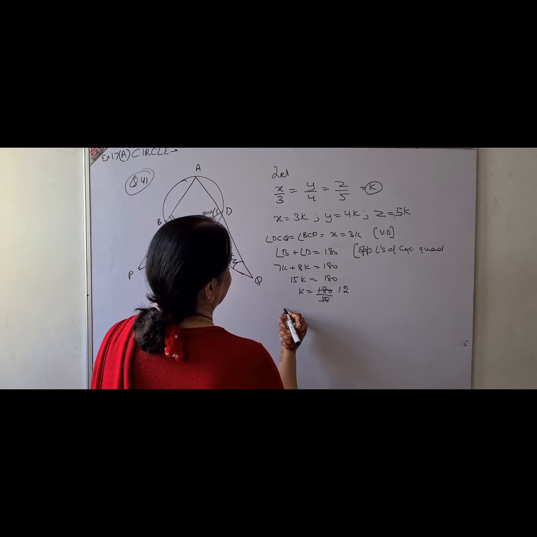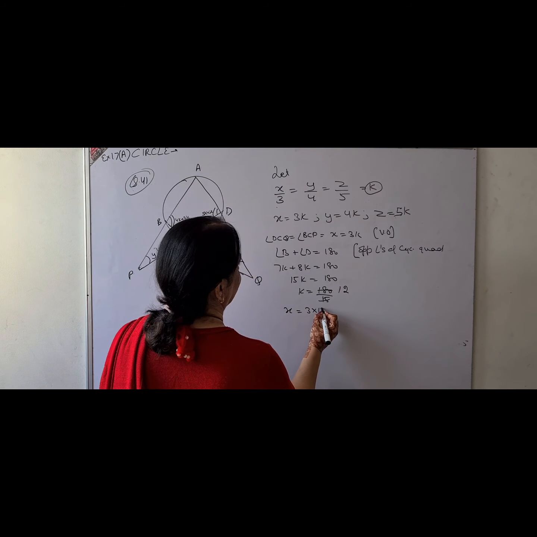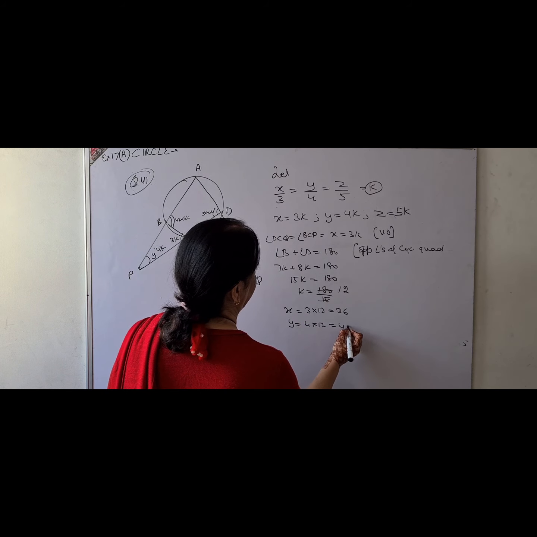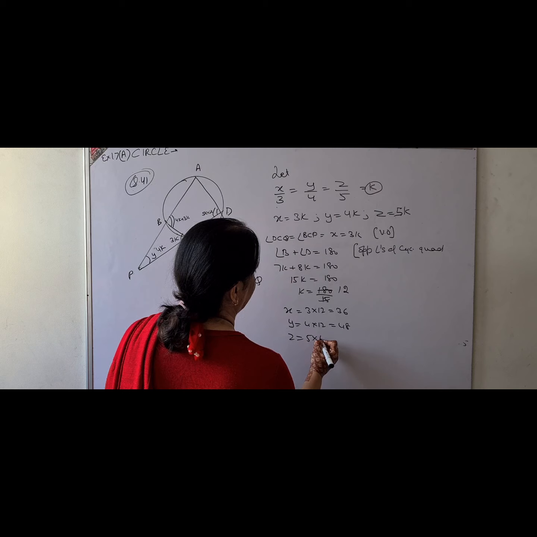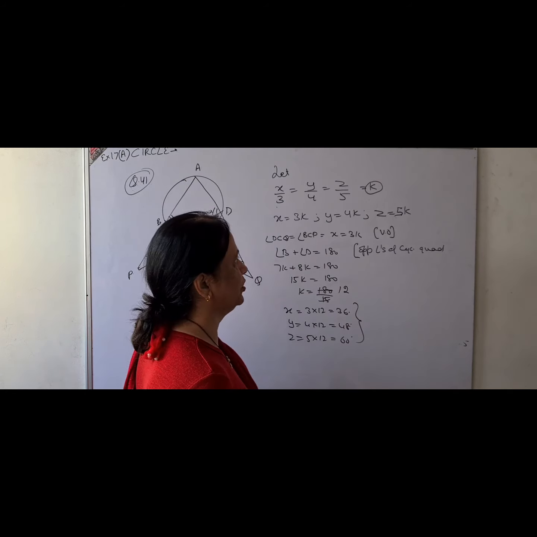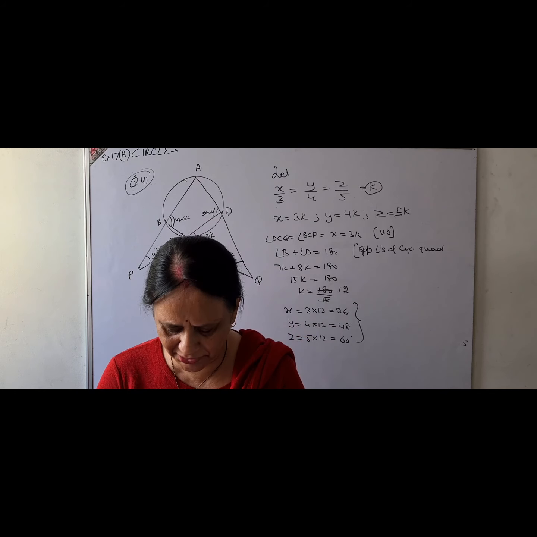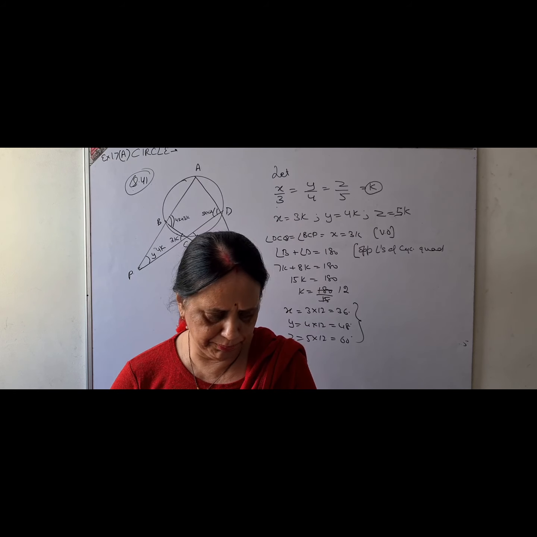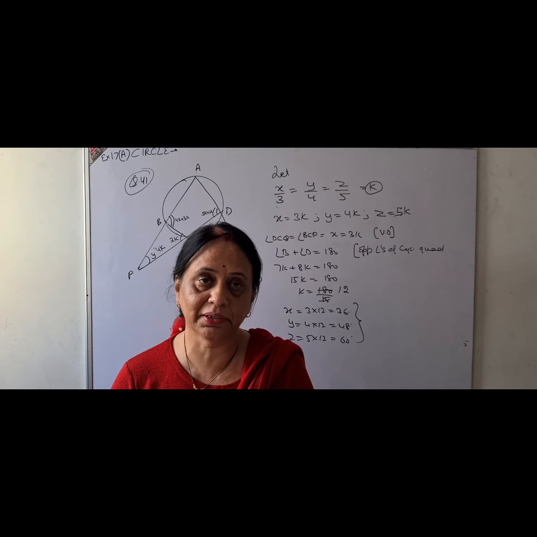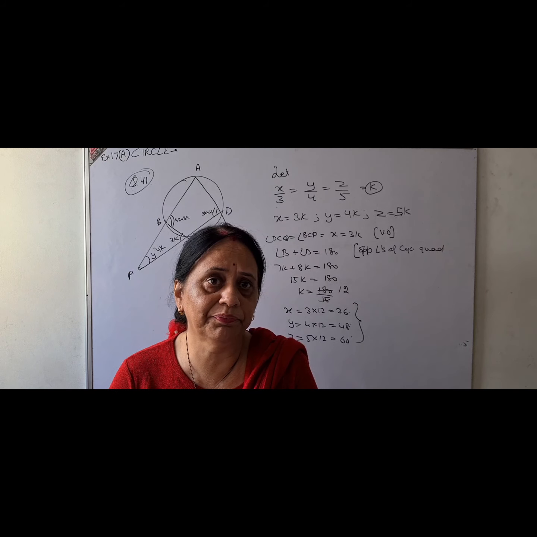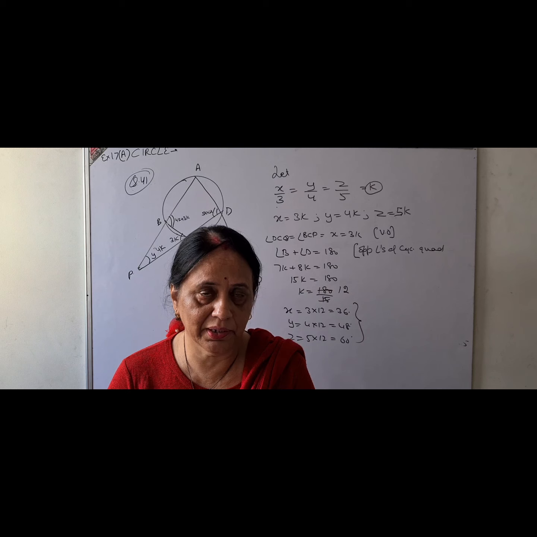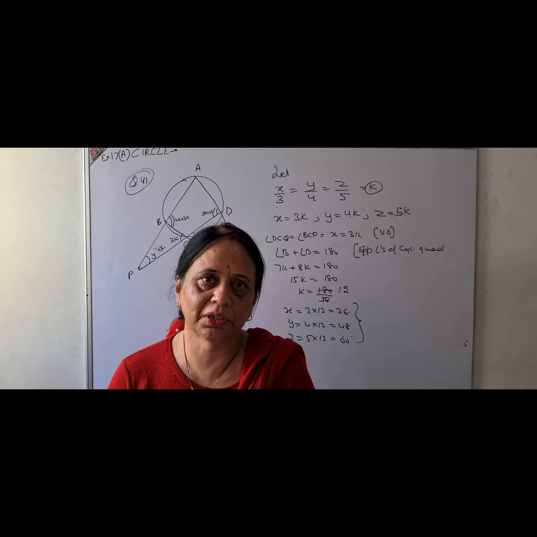So what is my answer? X will be equal to 3 into 12, which is 36. Y is equal to 4 into 12, 48. And of course Z is equal to 5 into 12, which is 60. So this is my answer. See how simple it is. Just don't go by the picture of the figure, thinking that it is very complex, it is not. And children, understand that if I am taking some particular sums from the exercise, that means they are important, and other doubts are most welcome.